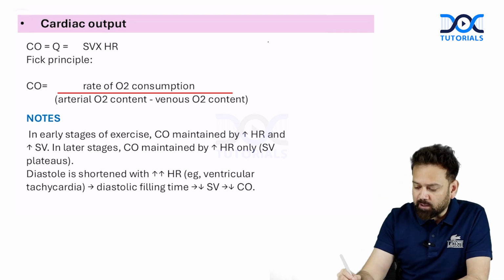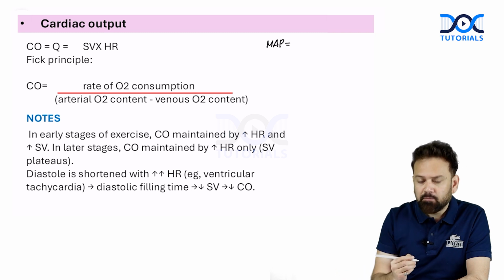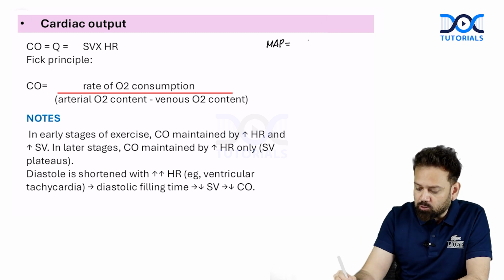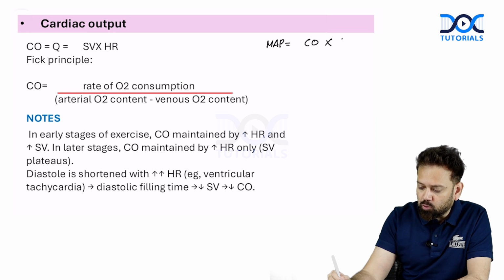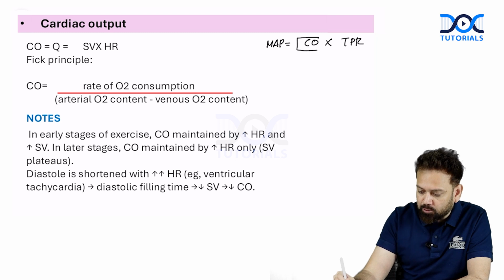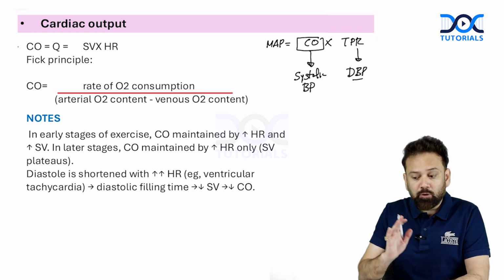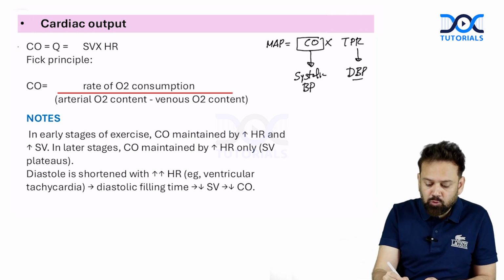But before cardiac output, I will talk about mean arterial pressure, or blood pressure. Mean arterial pressure is the average pressure, equal to cardiac output into total peripheral resistance. I will come to this point, don't worry. Cardiac output is responsible for systolic blood pressure. TPR is responsible for diastolic BP, concept number 1. Only if you understand this much will we come to cardiac output.